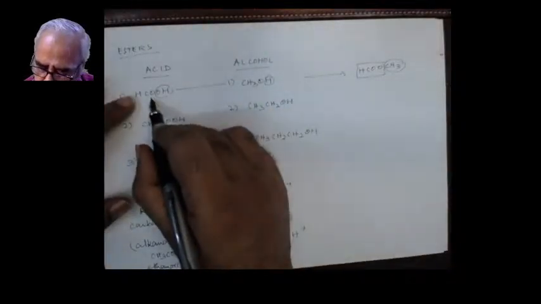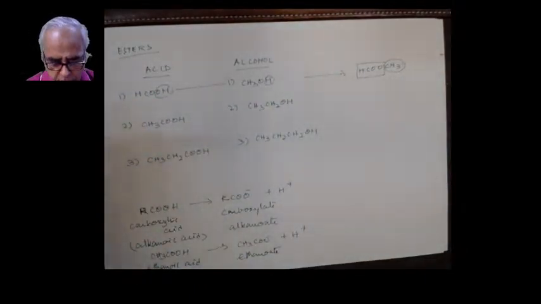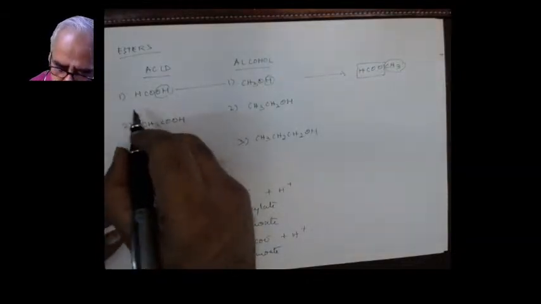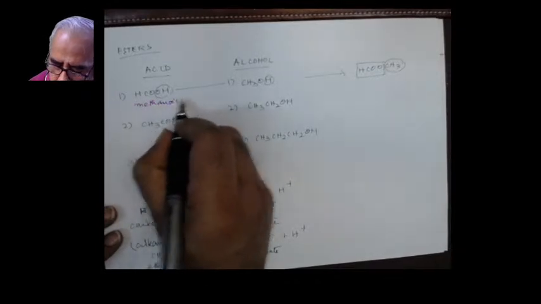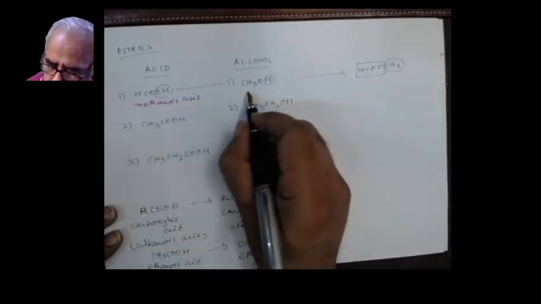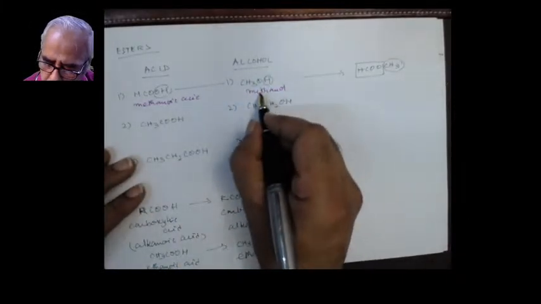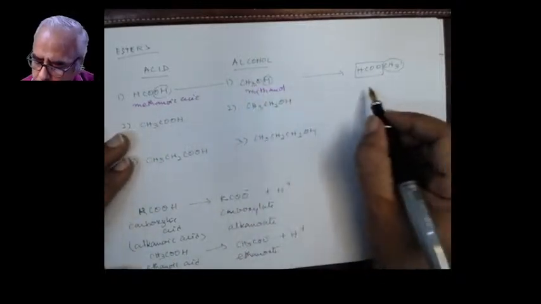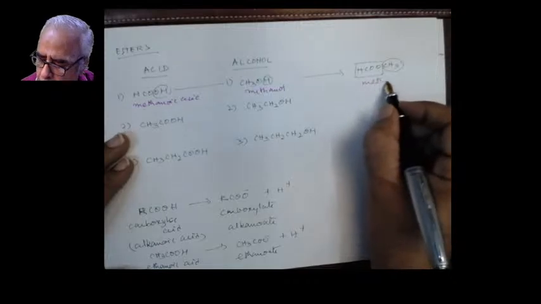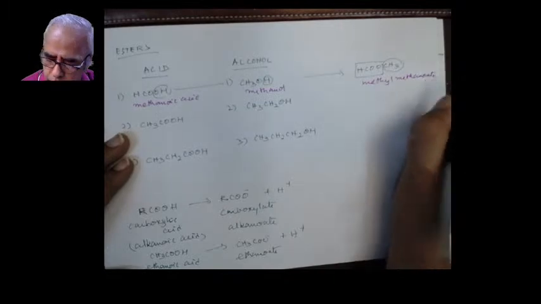Now let me combine this formic acid. What is that? You have to follow me very carefully, methanoic acid. And what about this? Methanol. So when I combine this, what will you get? You are removing this H and OH. So this is methyl and this is methanoate. So methyl methanoate. Are you able to follow?